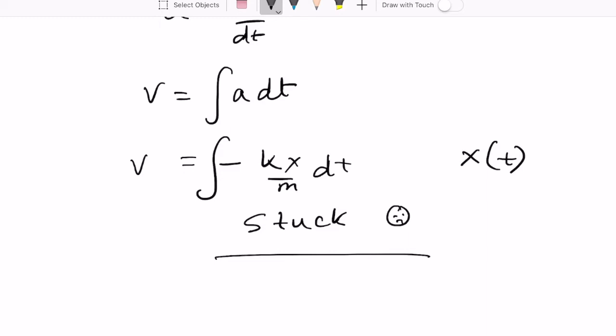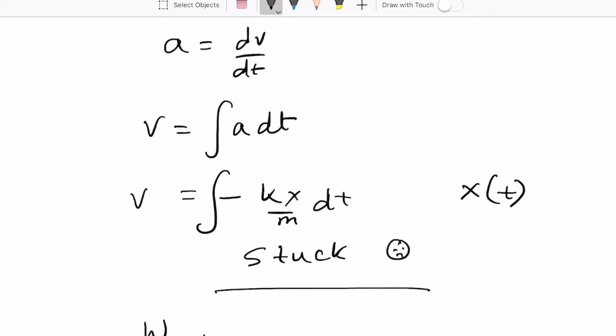We have a very powerful tool in our hands, and that is called the work kinetic energy theorem, right? So let's see if we can apply that. The work kinetic energy theorem says that the net work done by all the forces. So this is a new approach.